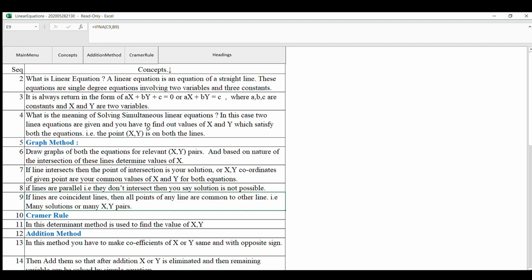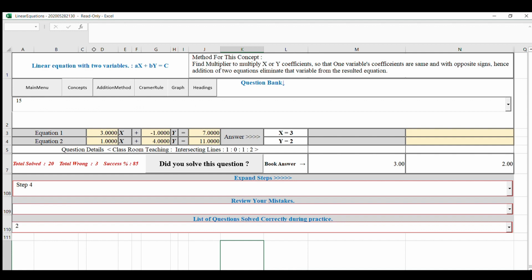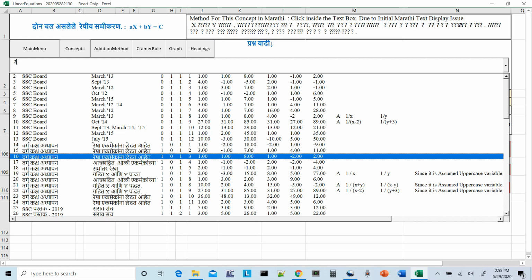So now let's take a look at a real graph and how it looks. So let's go to the addition method and let's choose some number 16.